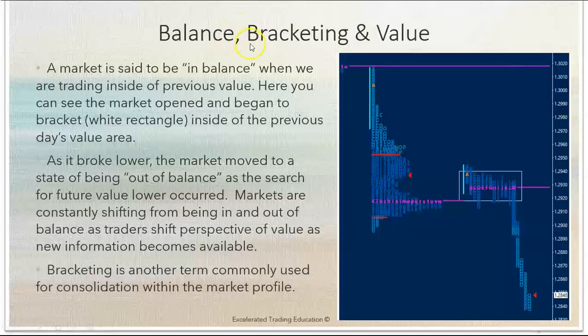A market is said to be in balance when we are trading inside a previous value, as I mentioned. And here you can see the market opened and began to bracket, which is the white rectangle, inside of the previous day's value area. As it broke lower, the market moved to a state of being out of balance, as a search for future value lower continued. Markets are constantly shifting from being in and out of balance as traders shift perspective of value as new information becomes available. Bracketing is another term commonly used for consolidation within the market profile.